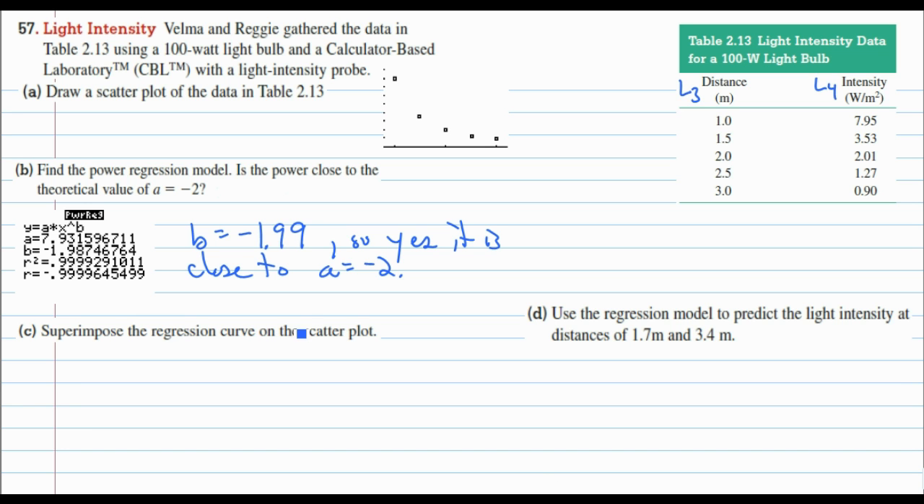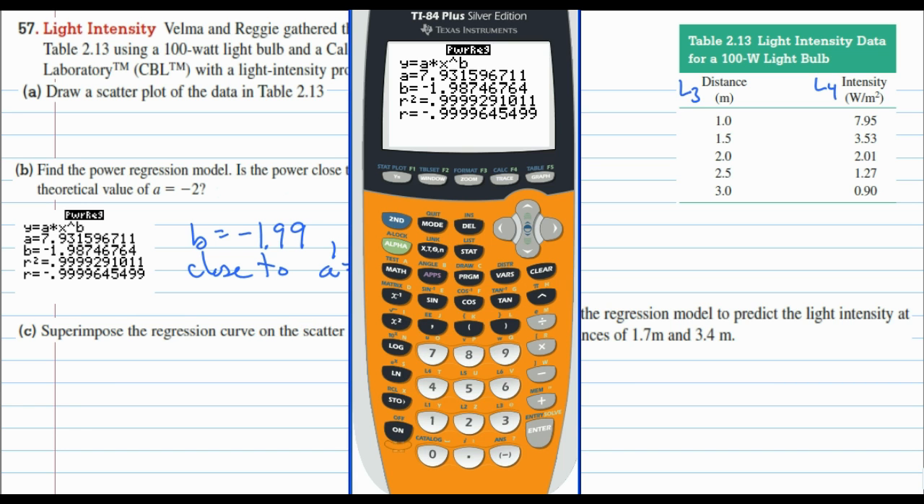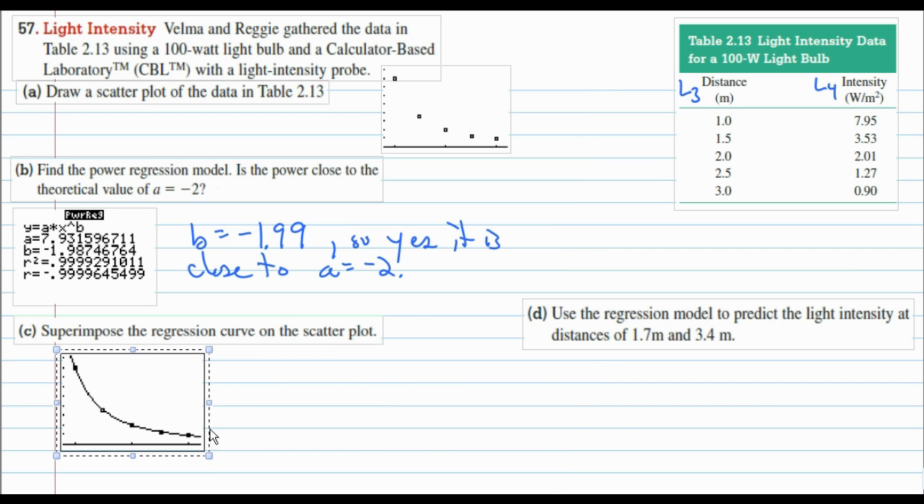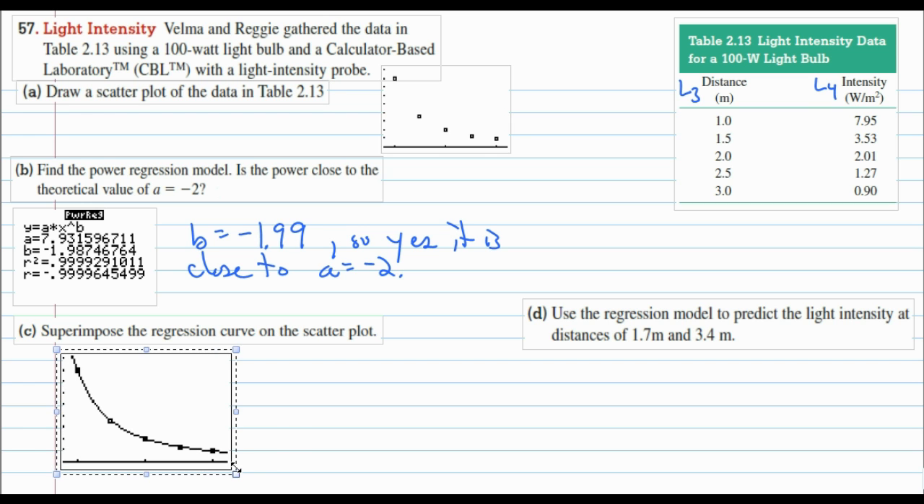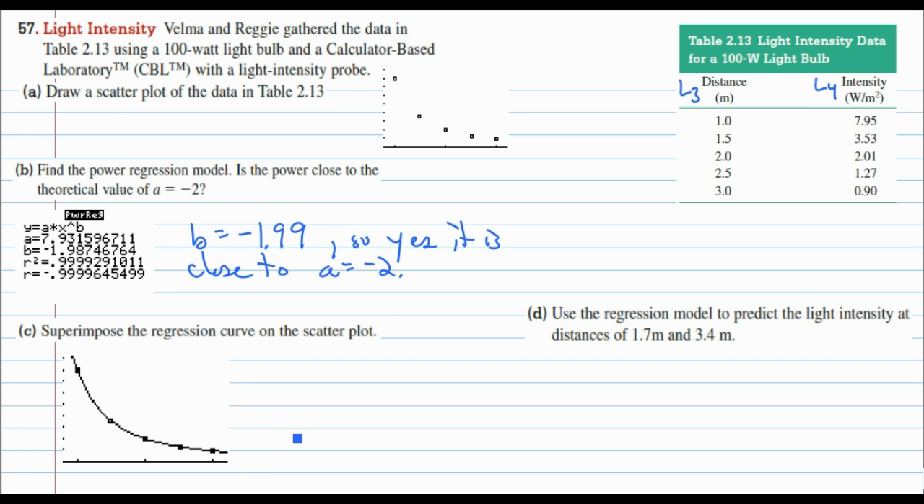Now it says superimpose the regression curve on the scatter plot. So we'll hit graph. And that does match as well as it says it would. It was a negative power regression correlation, very close to -1. So that is a very good lineup between the regression I found and the data points.